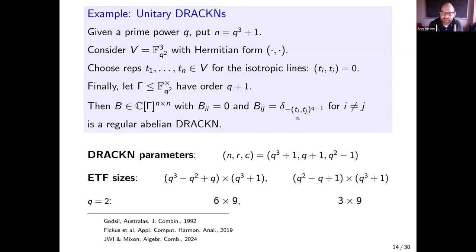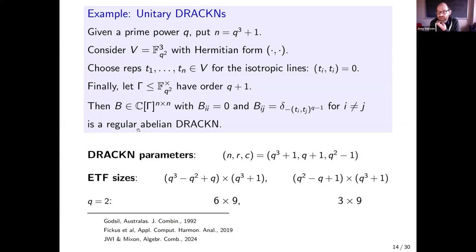But then in order to land in here, you might think, to account for the fact that these were line reps, I raise to the q minus 1 power. And then it turns out to make it a DRACKN, I need to put a minus sign there. But okay, I do this funny thing that's basically applied the Hermitian form to the isotropic lines. And then I'm telling you that this will actually give you a regular abelian DRACKN.